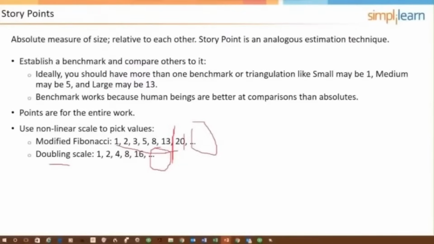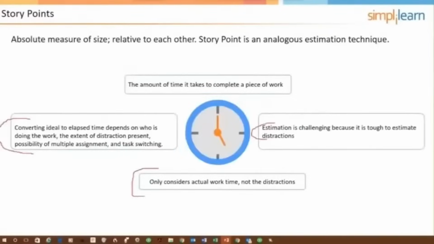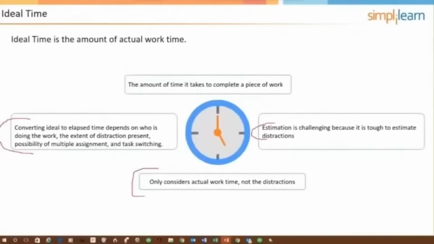Now, somebody just chatted here: should some buffer time be included in the actual estimates? Let me answer that question first by going back to ideal time, and then I'm going to come back to story points and answer the question. When we're estimating in ideal time, we don't add a special amount of time that we would call a buffer. We just allow for the distractions and the interruptions, which could look like a buffer, right?